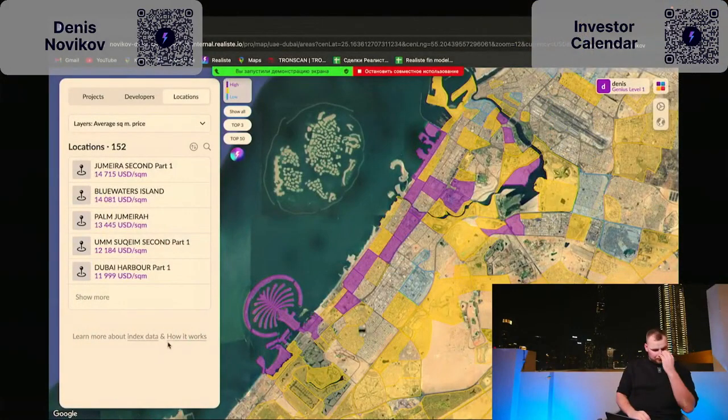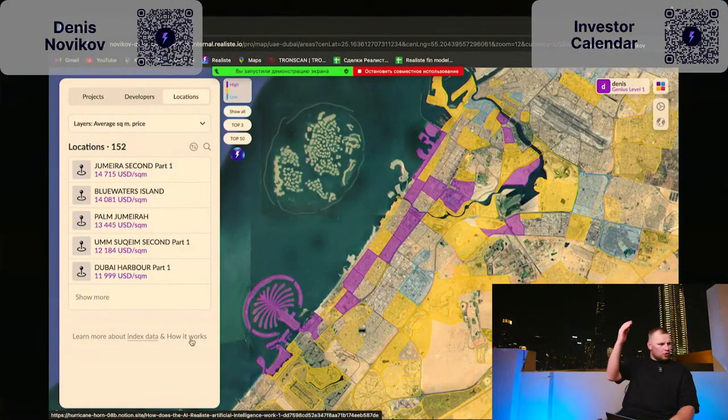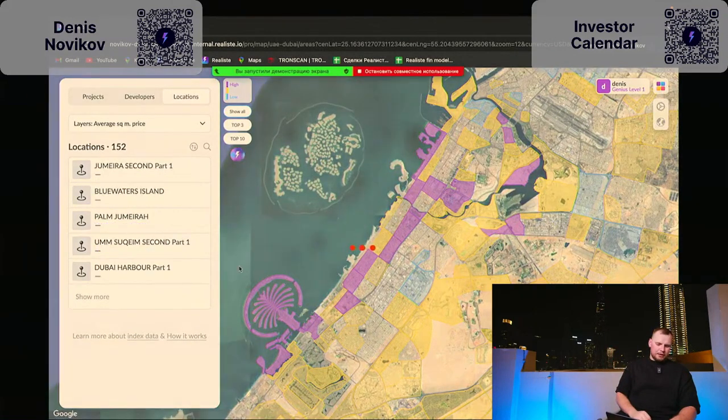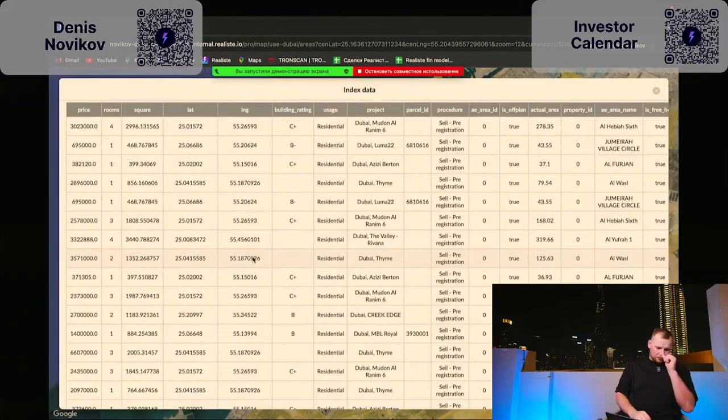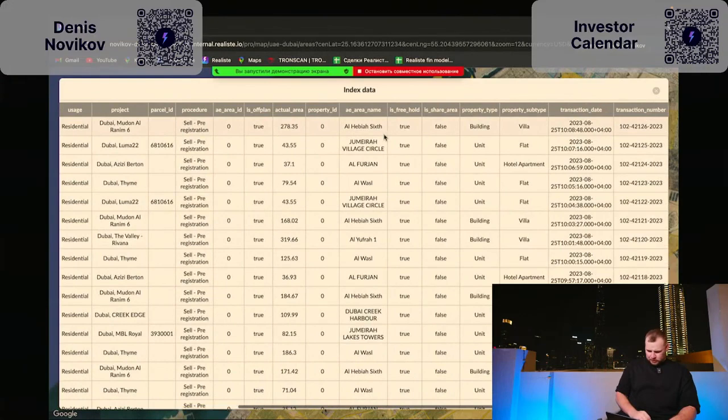On our platform, we have a great button. First of all, how it works, and it explains how our system works, and also the index data. The index data shows you the latest transactions that our system has analyzed. Well, let's see. The last transaction was on August 25th.